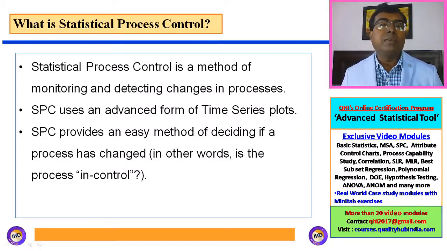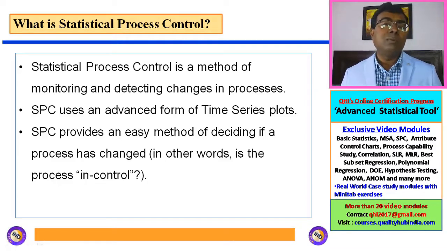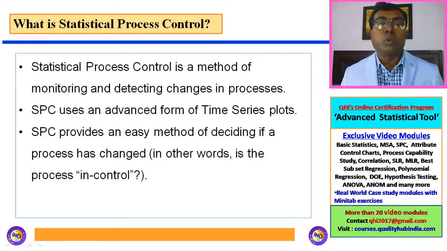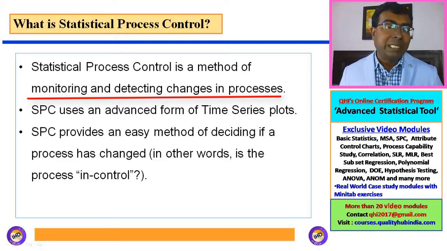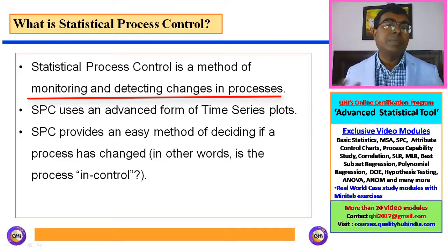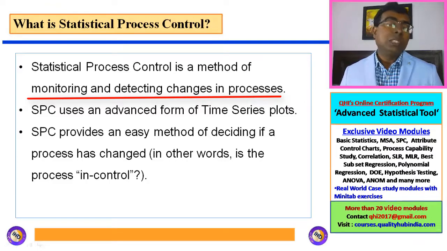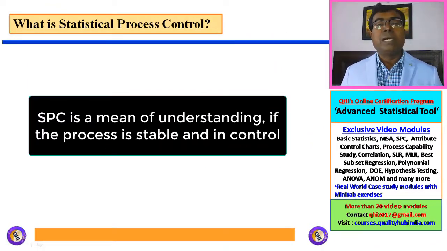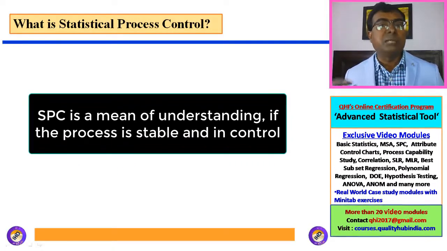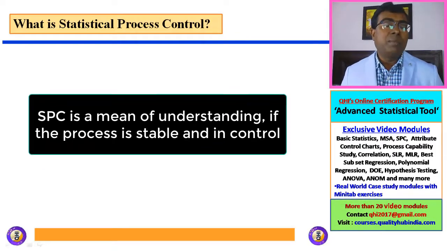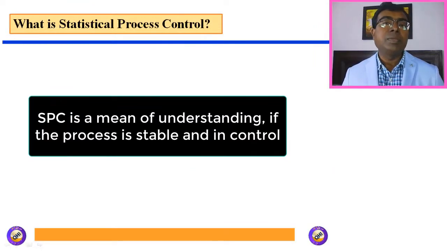There are many ways of controlling the variation in a process, and statistical process control, or SPC in short, is known to be one of the most popular ways of controlling processes. SPC not only helps us to monitor the processes, but it also helps us to detect small changes in the process so that we can initiate corrective actions, and in certain cases preventive actions. So in short, we can say that SPC is a means of deciding and understanding if my process is in control or if my process is stable. That means if I want to know if my process is stable or in a state of statistical control, I can use SPC as a tool.